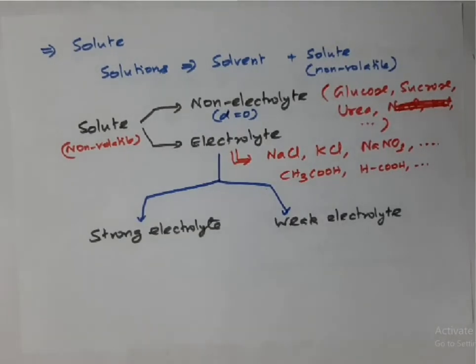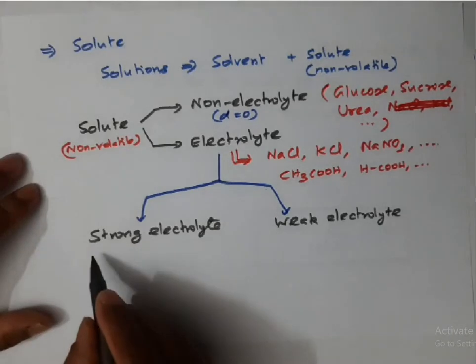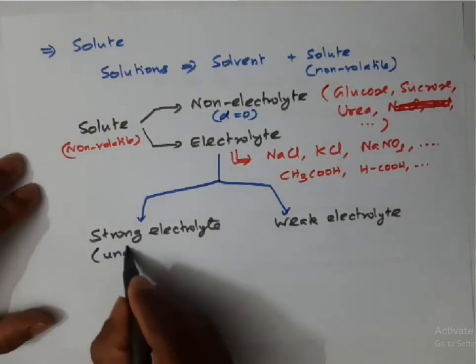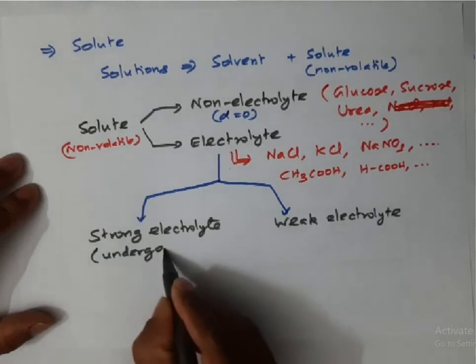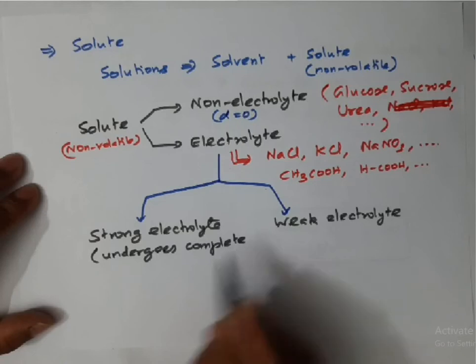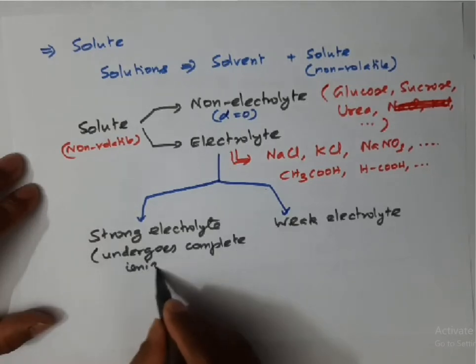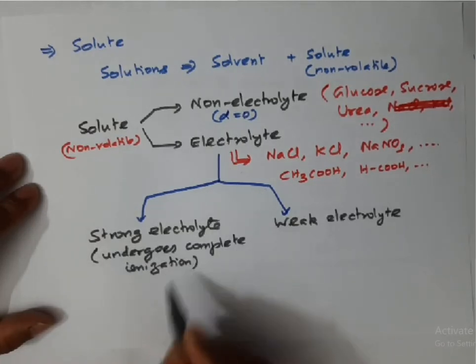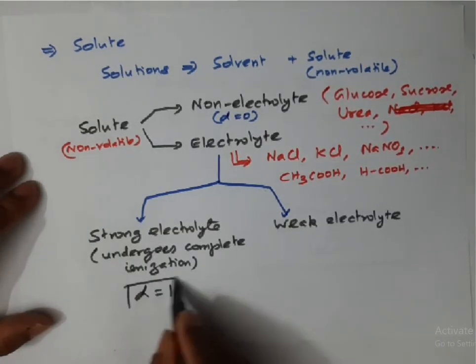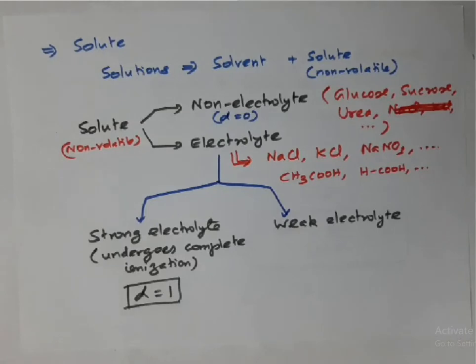A strong electrolyte undergoes complete ionization or dissociation. Therefore, the degree of dissociation is 1. For a strong electrolyte, students, keep this in mind: the degree of dissociation is 1.